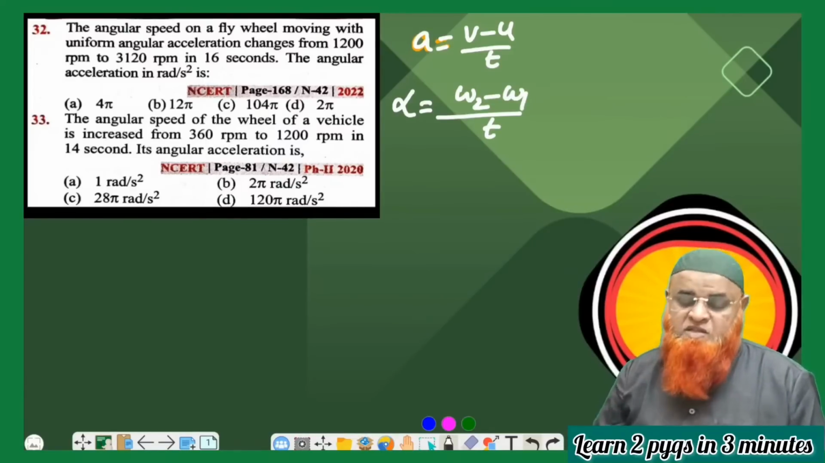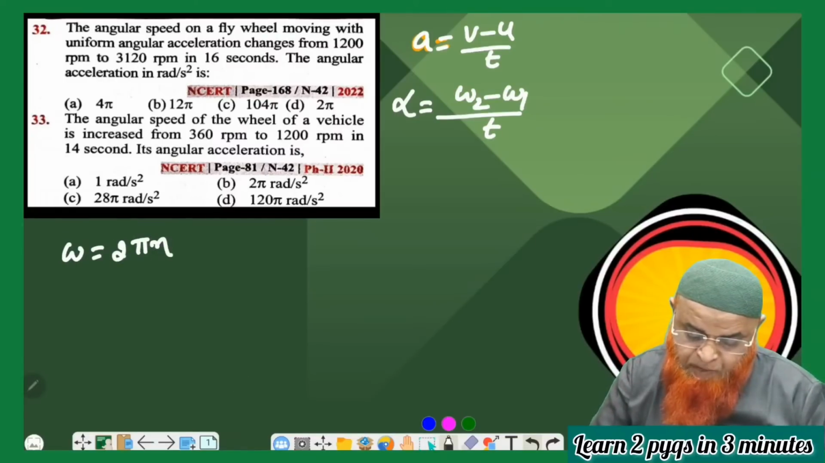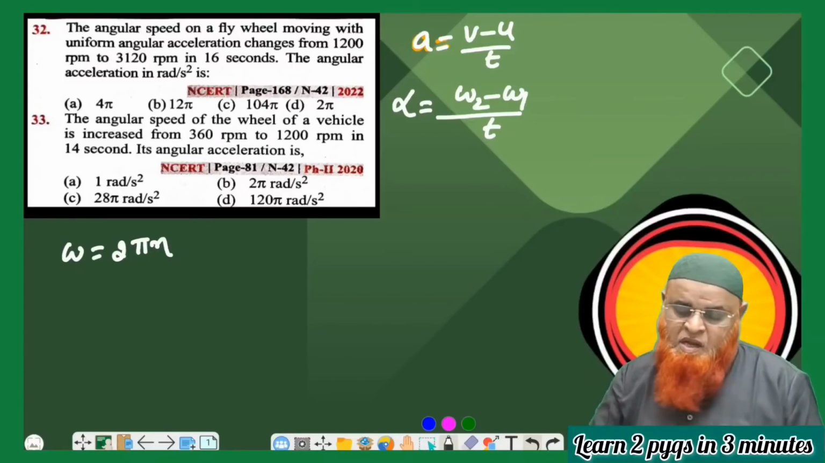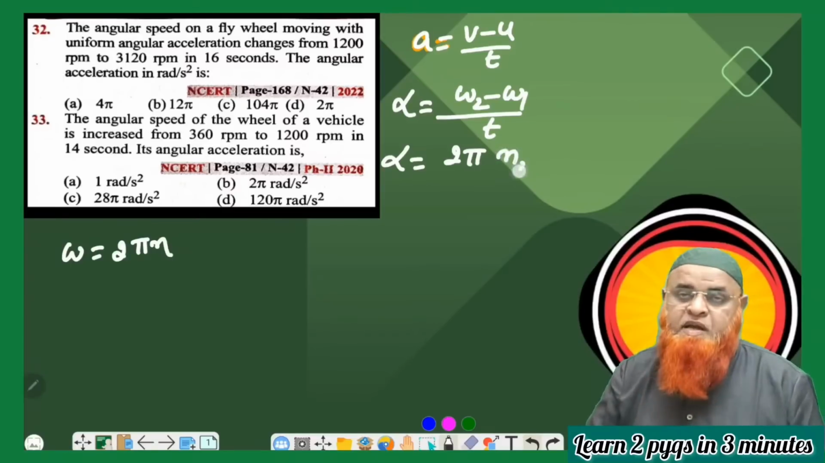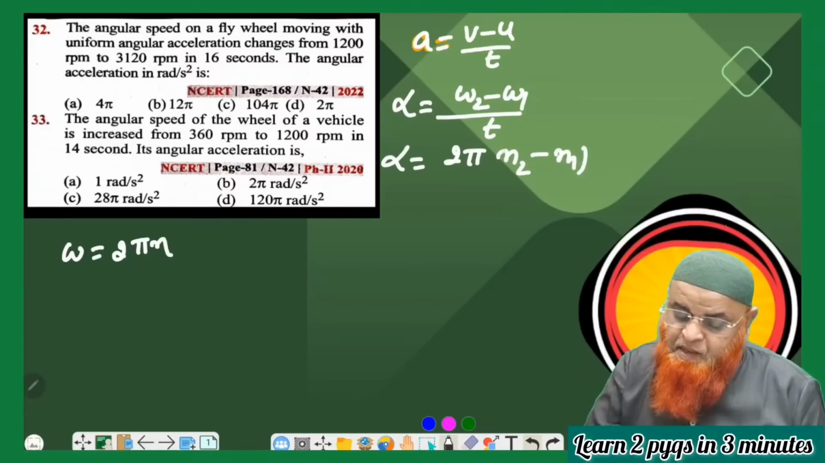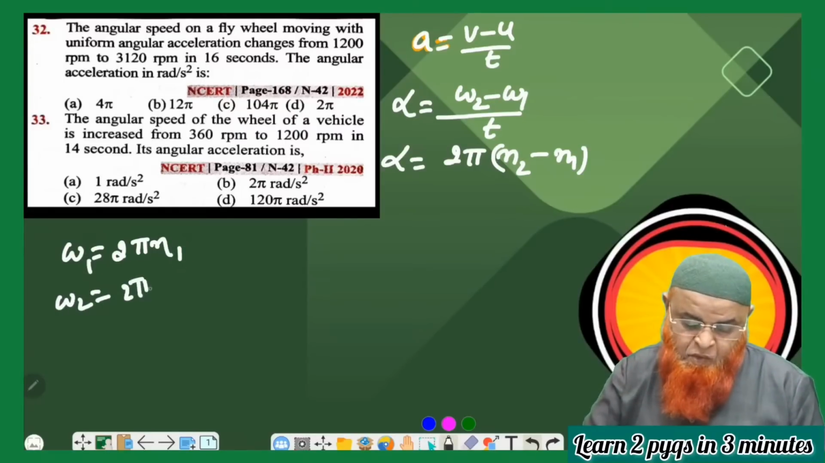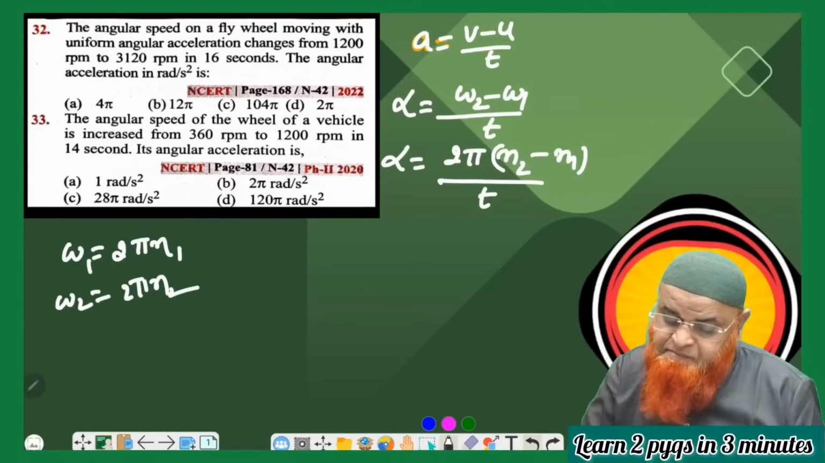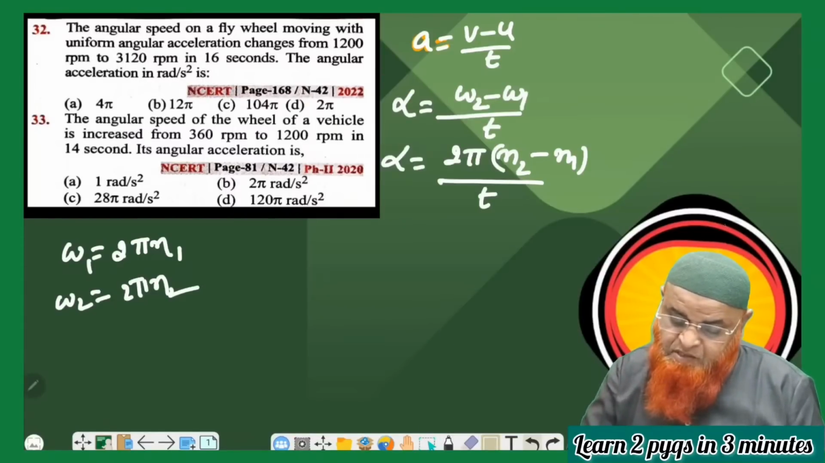Now, you should know one thing here. What is that? You should know that omega is nothing but 2 pi n. What is n here? Frequency. So, you can write here alpha is equal to 2 pi, common out 2 pi here, n2 minus n1, because omega 1 is 2 pi n1, omega 2 is 2 pi n2. That's it. If you supply the formula here, divided by t. So this is a super simple formula which I am going to apply here. The simplest formula here is this one.